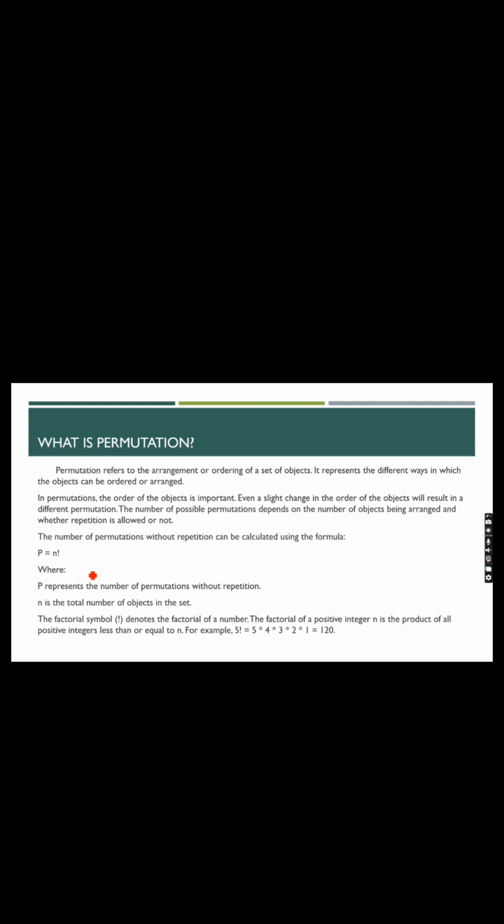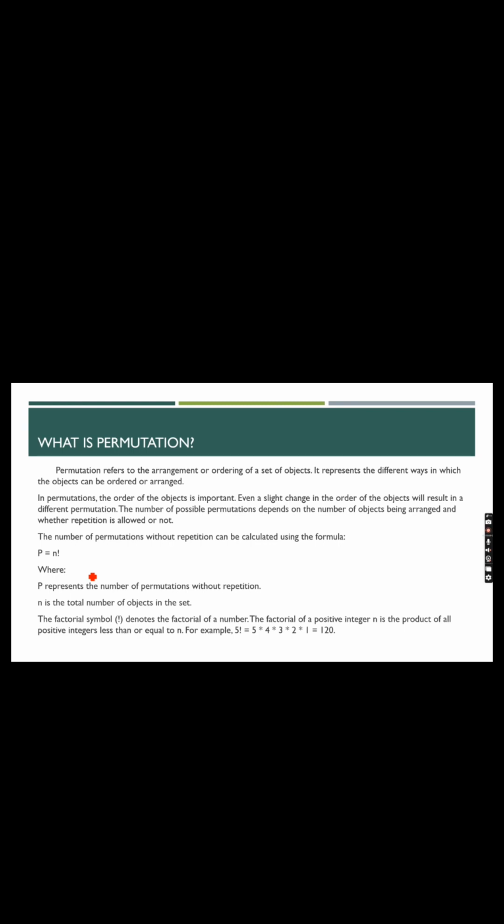The number of permutations without repetition can be calculated using the formula P equals n factorial, where P represents the number of permutations without repetition. N is the total number of objects in the set. The factorial symbol denotes the factorial of a number. The factorial of a positive integer n is the product of all positive integers less than or equal to n. For example, 5 factorial equals 5 times 4 times 3 times 2 times 1 equals 120.